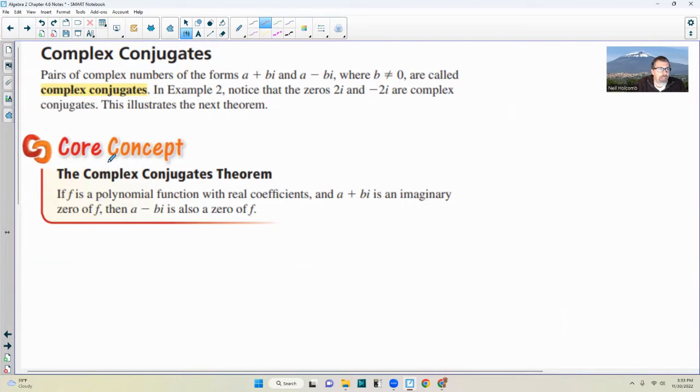Okay, so the next theorem states the complex conjugate theorem. If f is a polynomial function with real coefficients and a plus bi is an imaginary 0 of f, then a minus bi is also a 0 of f. So just like the last problem we did, 2i was a 0, -2i was also a 0. If I had a solution that was, say, 4 plus 7i, then I can conclude from the complex conjugate theorem that 4 minus 7i is also an imaginary 0. Okay, and that's the complex conjugate theorem.